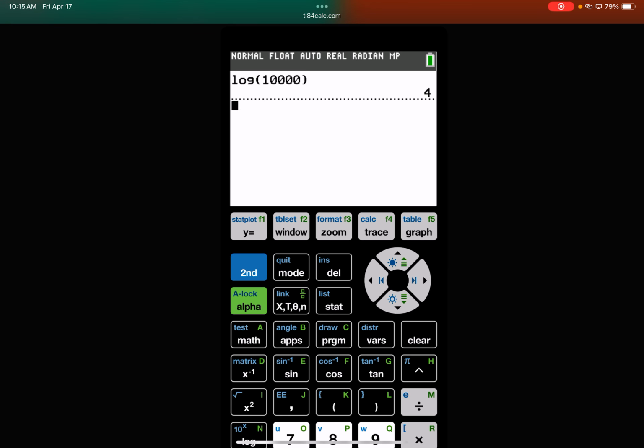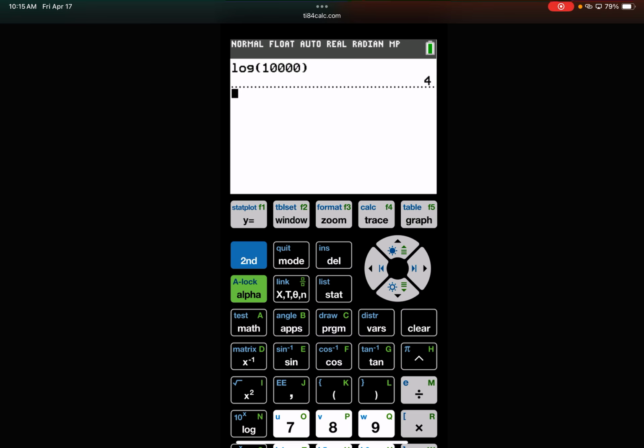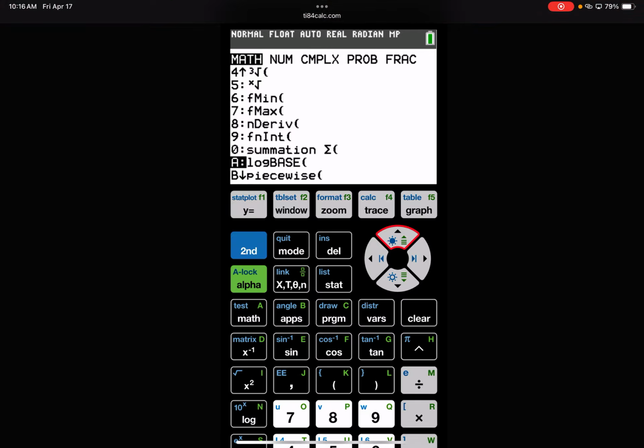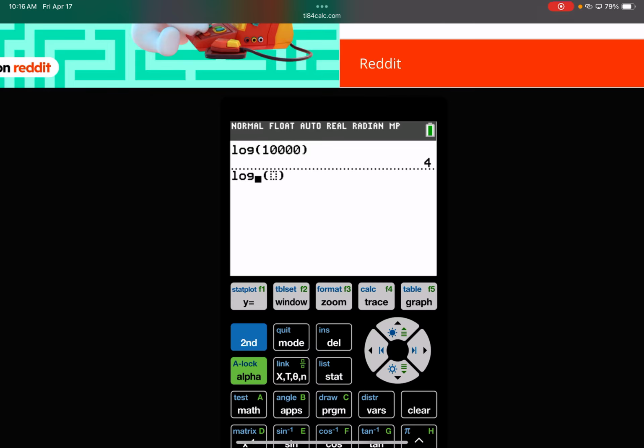But if you do have a TI-83, then I can show you how to do it in your calculator still. We're going to still learn that. But to enter any other base for a log, you click on this math button, and then you scroll down to where it says log base. So we do have that now in these TI-84s. If I hit enter, now it looks like this. It allows me to enter any base I want to.